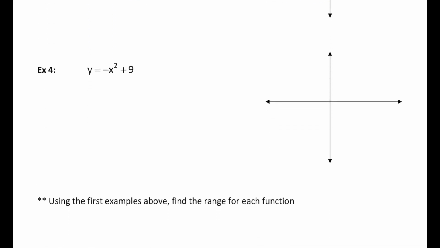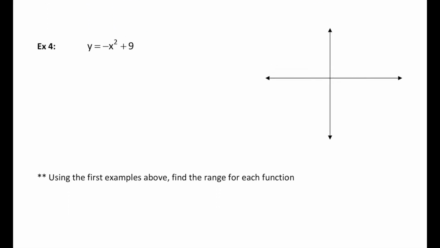All right, our last one. y equals negative x squared plus 9. I think this one we can do without a calculator. This right here means I'm going to shift this up 9. That right there means I'm going to reflect it in the x. So basically it's going to be a sad parabola turned upside down. Okay, so up 9, I got a sad parabola.